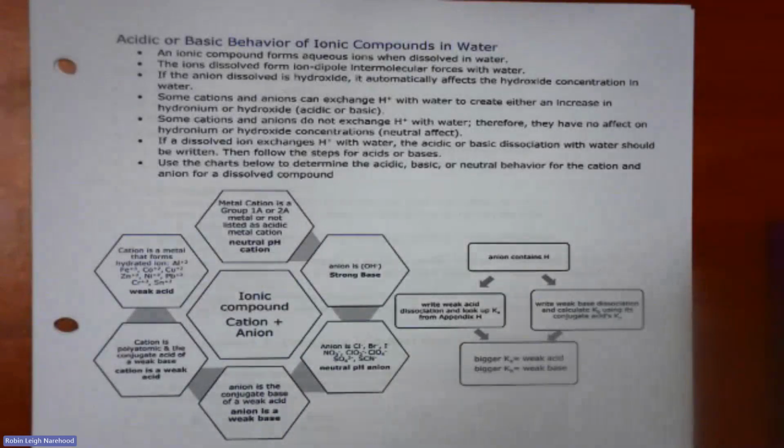So there's going to be three choices. There's always three choices for what happens to something when it dissolves in water. Either it has no pH effect, so it's pH neutral, or it gives up a hydrogen, and so it's an acid, because acids donate a hydrogen, or it takes a hydrogen from water, and that would make it a base. Okay.